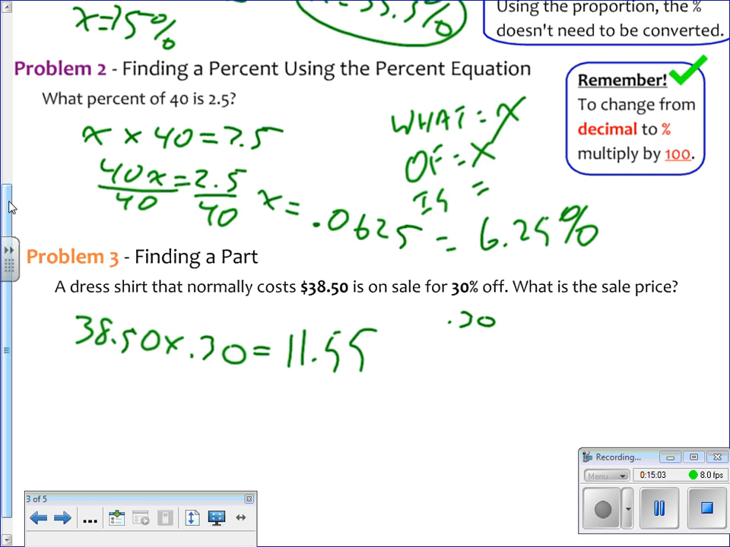Is $11.55 what I'm paying for the shirt? No, that's how much I take off the price. So to find out what I'm paying, what do I do? I take the $38.50 and subtract the $11.55. $26.95.